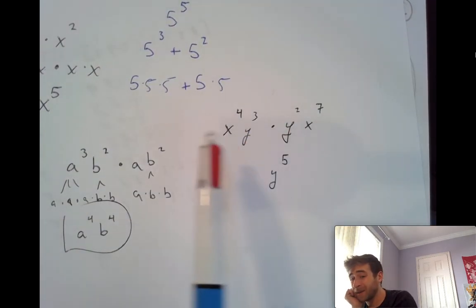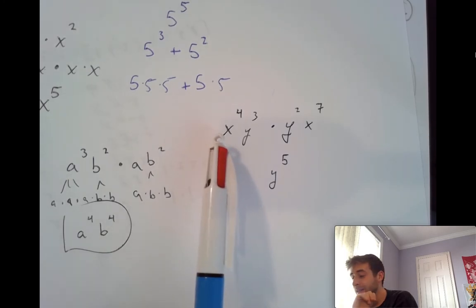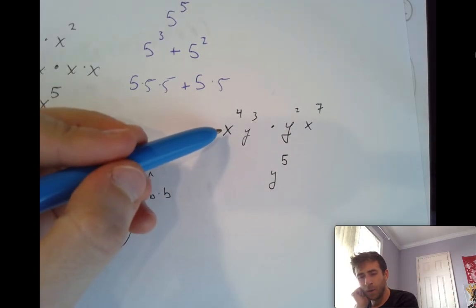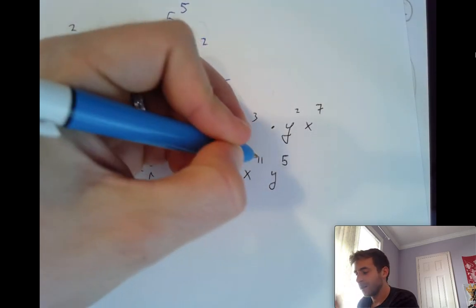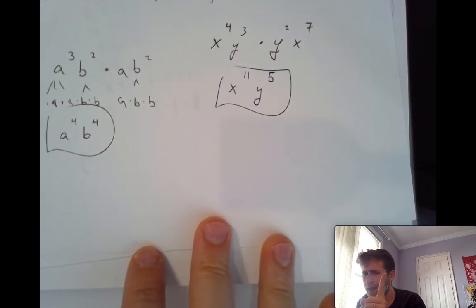I'm definitely not going to break these up, but I can see this is going to give me x times itself 4 times. This is going to give me x times itself 7 times, which means I have 4 and 7 x's all together. That's going to be x to the power of 11. That's it, guys. That's all this is, right? Just making sure we're good with this. I'm going to give one more.